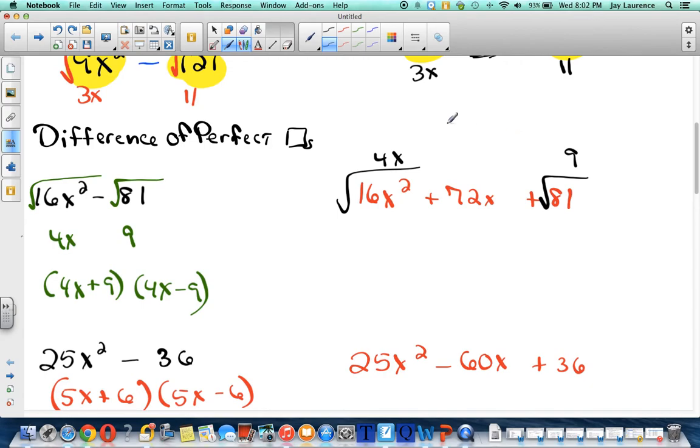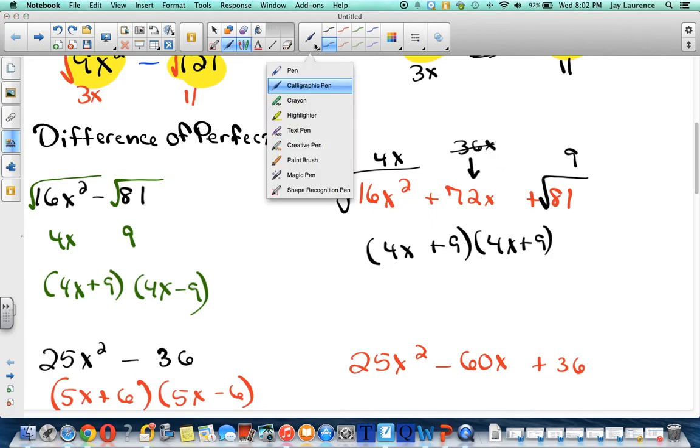9 times 3 is 36, so we got 36x. And if I double 36, sure enough, I get 72, don't I? Here's how it factors. The square root plus the square root. And I have two of those quantities. How did I know the plus?